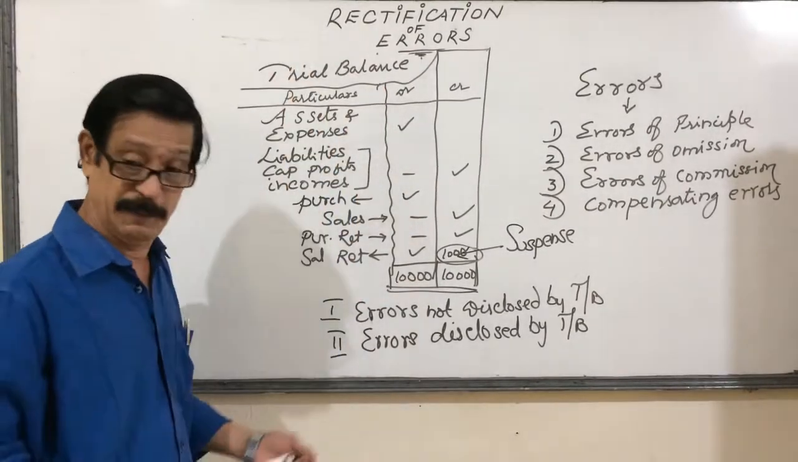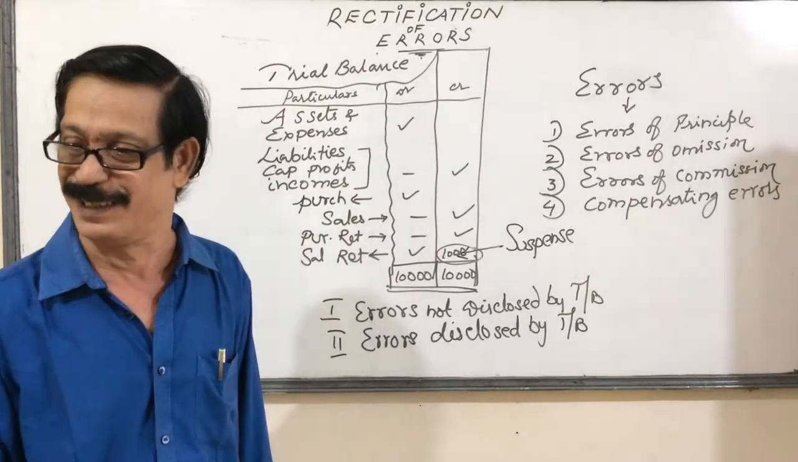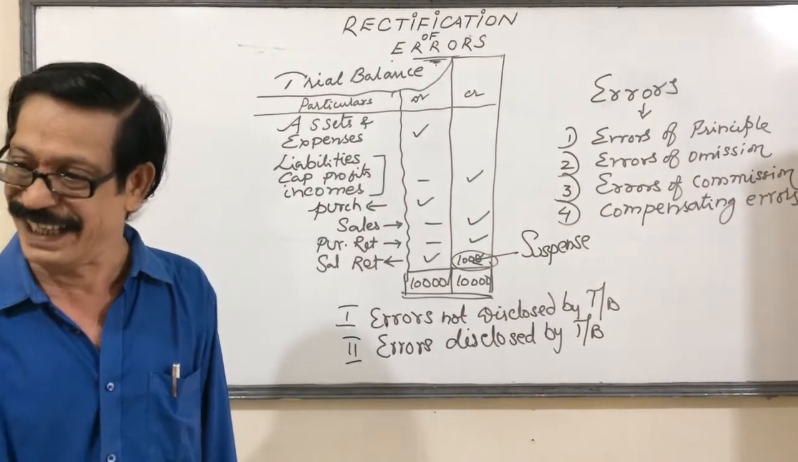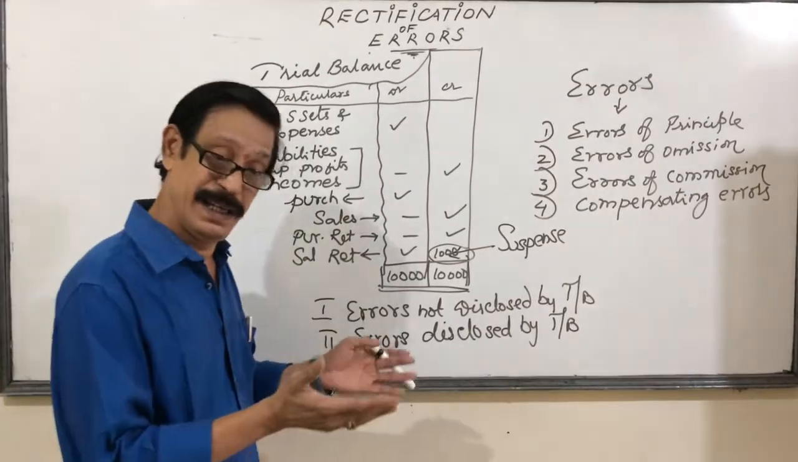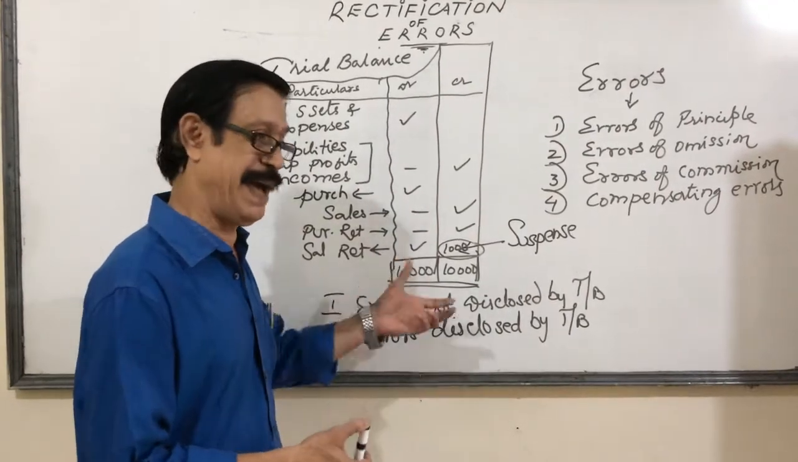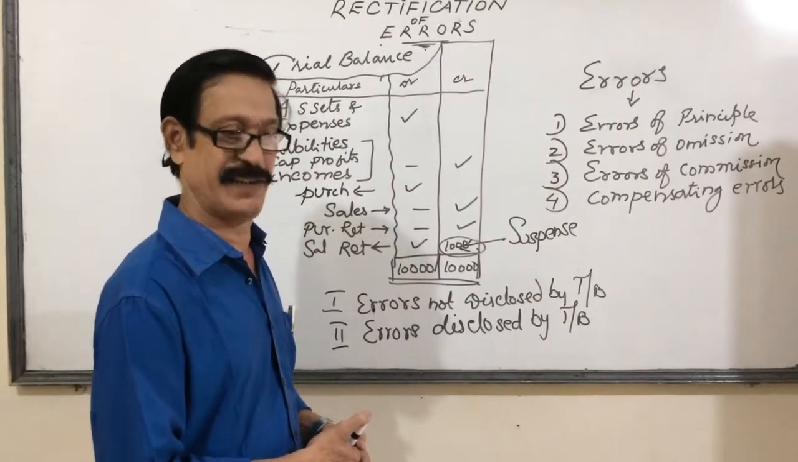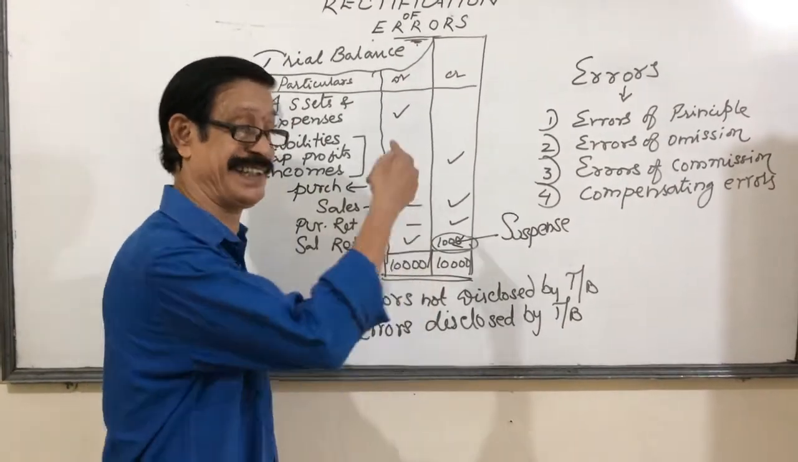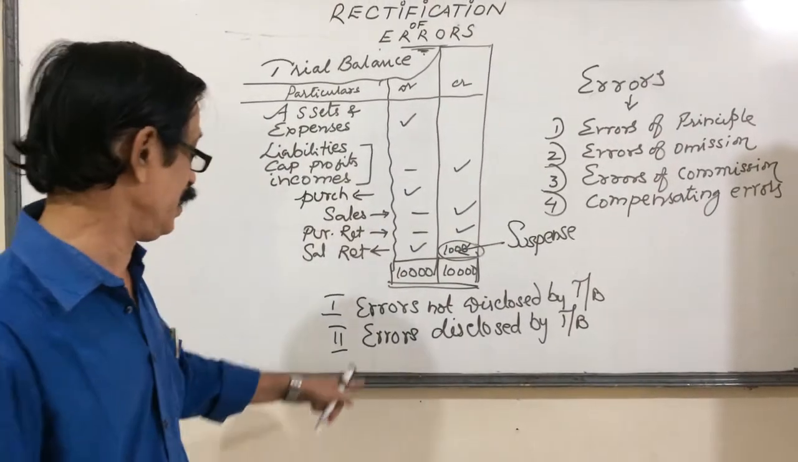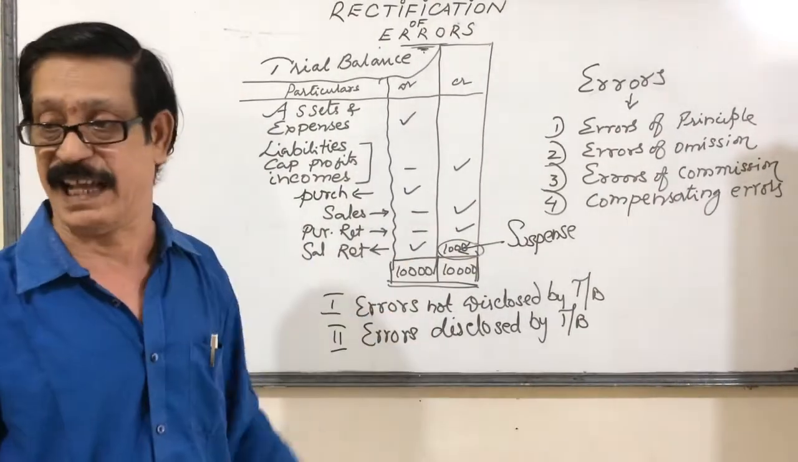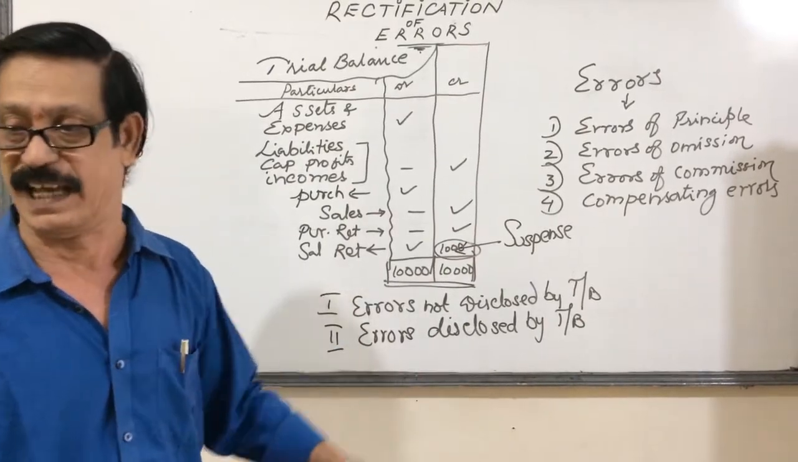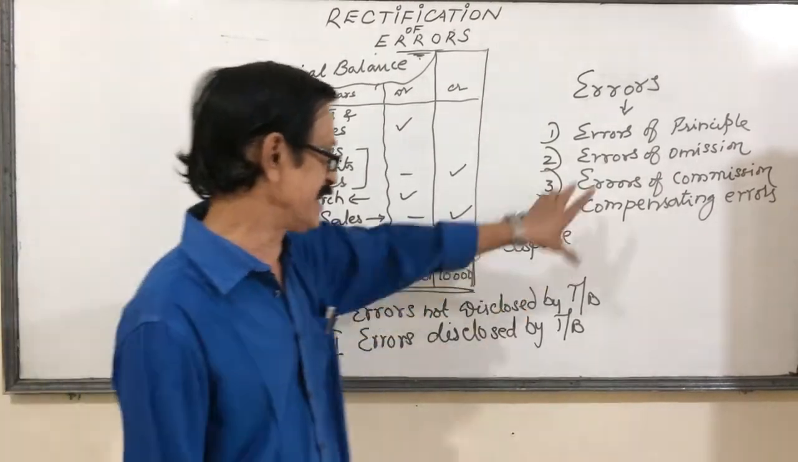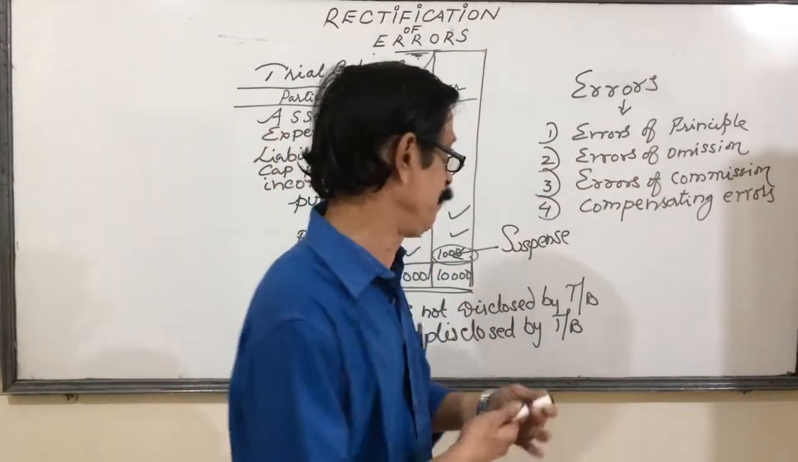Suppose in the assets, building, you have not taken in the trial balance, automatically how will it be tallied? Not taken the building. The building is one of the important assets, and the balance we have not taken, so trial balance cannot be tallied. So that error can come out because it is not tallied. Understand? So errors not disclosed by trial balance and errors disclosed by trial balance. This is the classification based on accounting part. But this is the classification based on theoretical part.